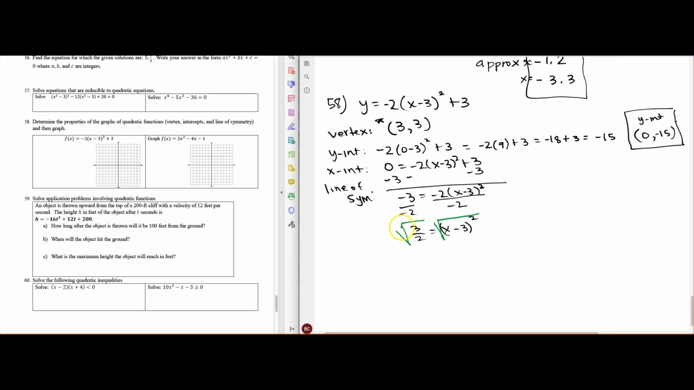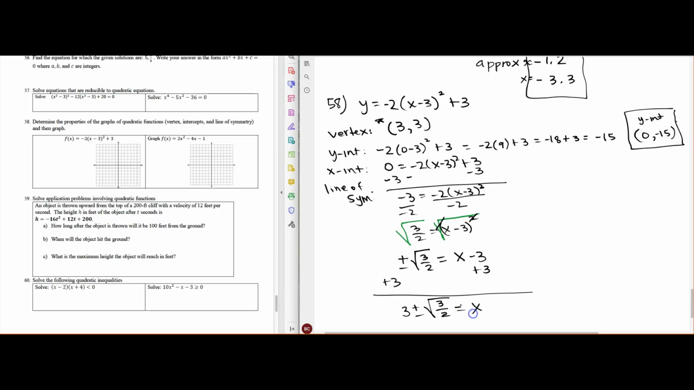Okay, and so that means when I take the square root here, that's really plus or minus the square root of 3 halves equals, well, these guys undo each other, so I'm just left with x minus 3 on this side. And then the last thing I need to do is just add my 3 over. And I'm going to add it in front of that plus or minus sign. So I get x equals 3 plus or minus the square root of 3 over 2.